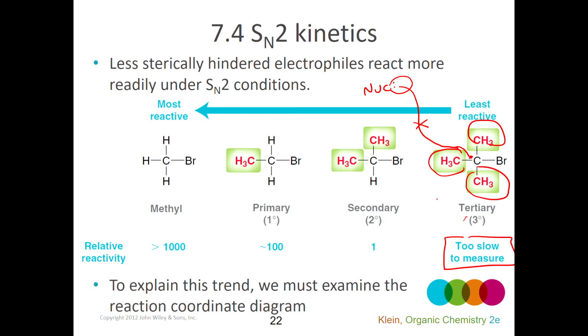blocks it out. If I only have two methyl groups and a hydrogen, that hydrogen is small enough, now the nucleophile can make it in there and push out the bromine once in a while. But the other methyl groups will block it out a lot of the time. So the number of effective collisions isn't very great. Right? So we're just setting this to 1 to compare the other values to it.